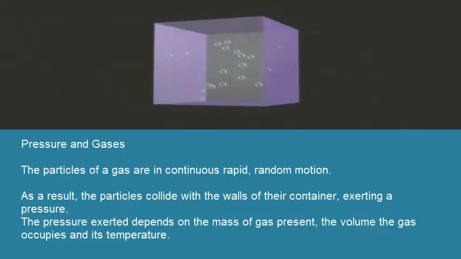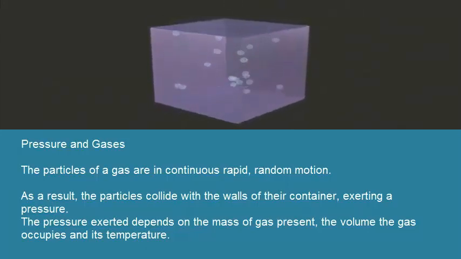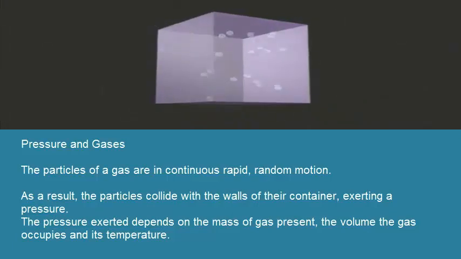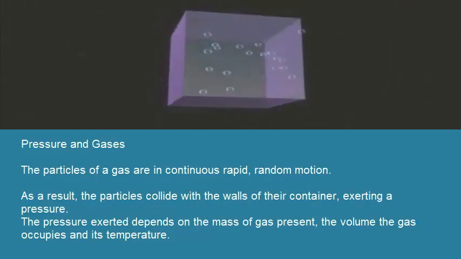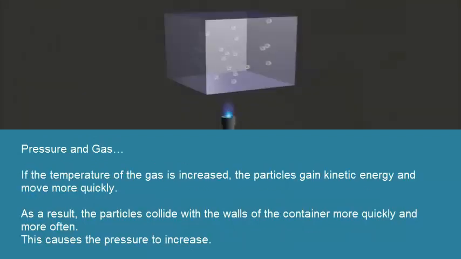Pressure and gases. The particles of a gas are in continuous rapid random motion. As a result, the particles collide with the walls of their container, exerting a pressure. The pressure exerted depends on the mass of gas present, the volume the gas occupies, and its temperature. If the temperature of the gas is increased, the particles gain kinetic energy and move more quickly. As a result, the particles collide with the walls of the container more quickly and more often. This causes the pressure to increase.